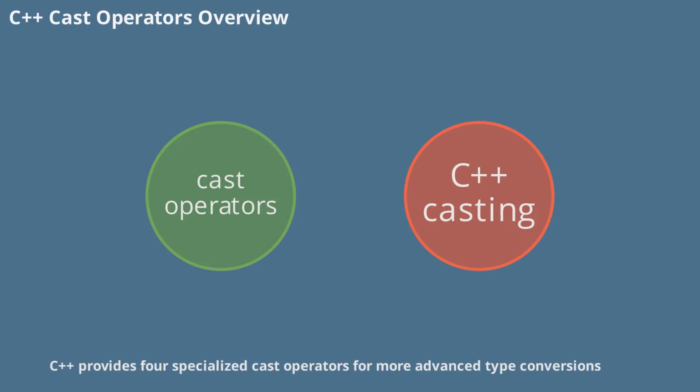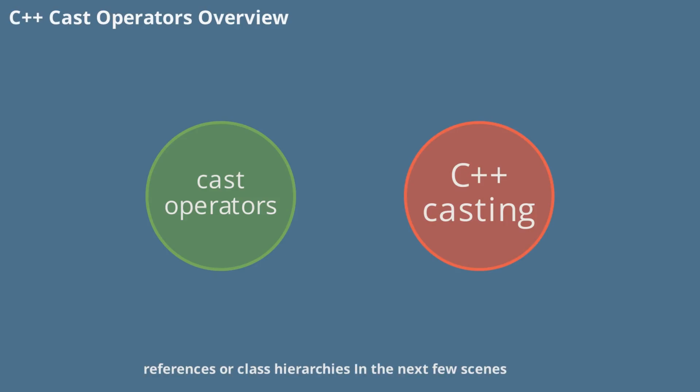C++ provides 4 specialized cast operators for more advanced type conversion: static cast, dynamic cast, const cast, and reinterpret cast. Each serves a unique purpose and is used in different scenarios. These operators give you greater control and safety when converting between types, especially when dealing with pointers, references, or class hierarchies. In the next few scenes, we'll explore each cast operator in detail, starting with static cast.